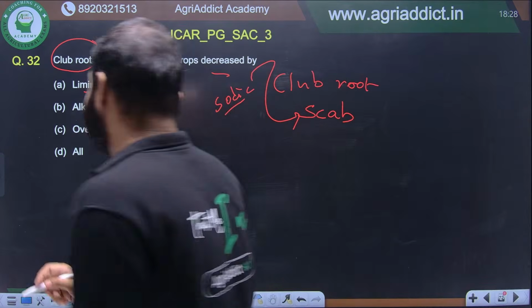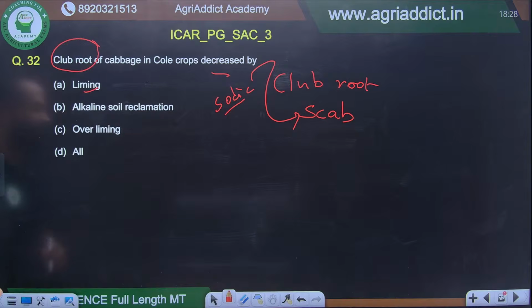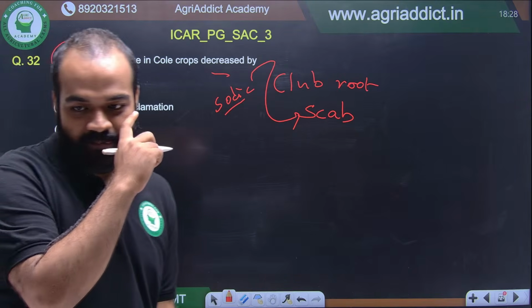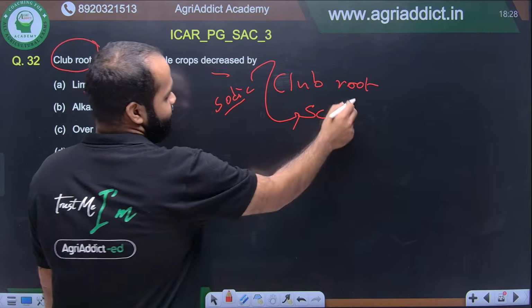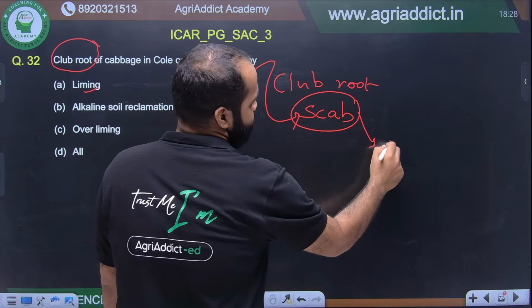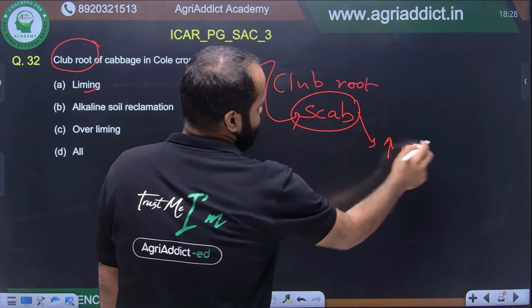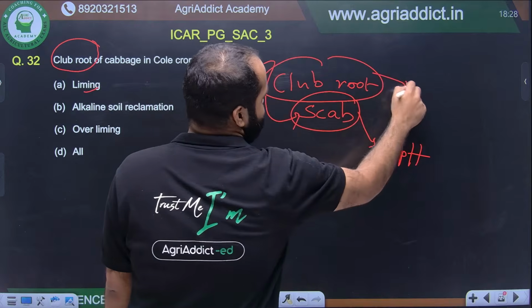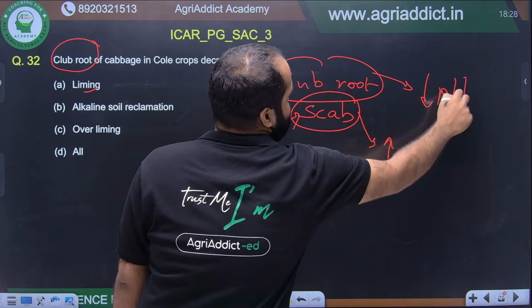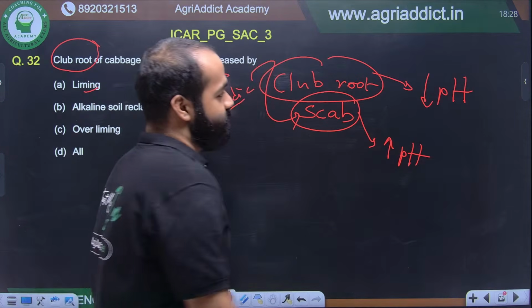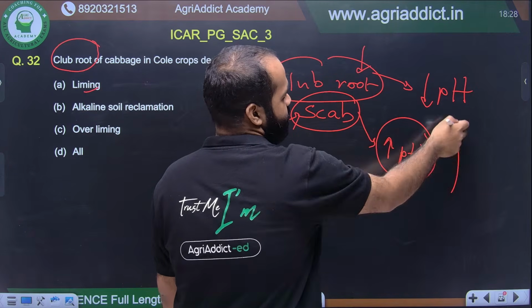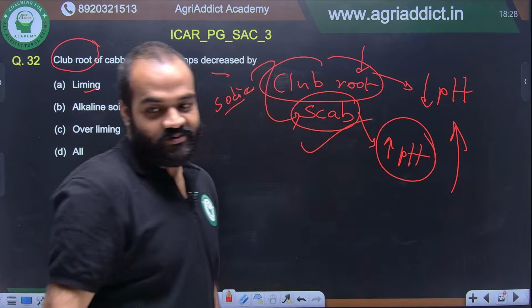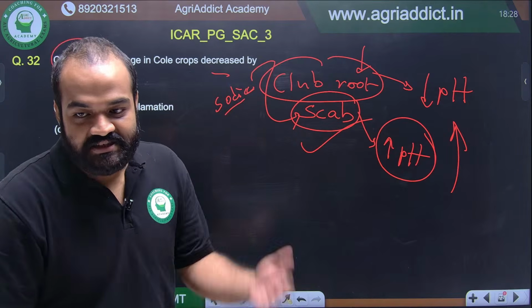कैसे true है यार? I'm telling you. False. It is false. Scab happens in higher pH, whereas club root happens in lower pH. ठीक है, तो लाइमिंग करोगे pH बढ़ेगा, क्लब रूट घटेगा, लेकिन इसका लाइमिंग करोगे इसका pH और बढ़ेगा, this will be more, no? So scab will increase.